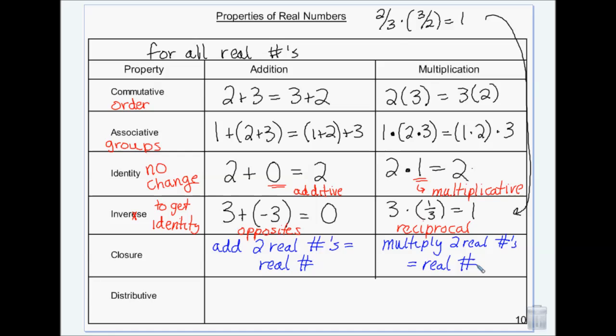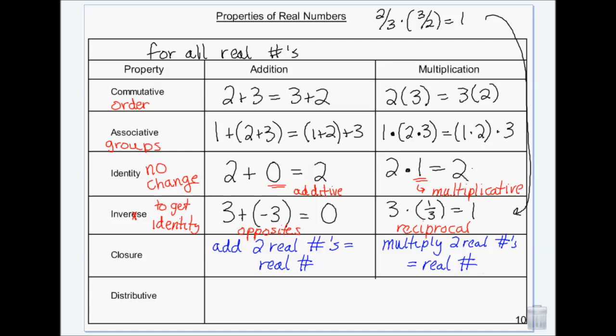Now, and this is for any of the categories of real numbers. If I add two whole numbers, I get a whole number. If I add two natural numbers, I get a natural number. If I add two rationals, I get a rational. Same with multiplication. What doesn't happen is division. Division's not closed all the way. Like if I divide two whole numbers, I don't necessarily get a whole number. I could get a fraction, right? So that's why it's just addition and multiplication.